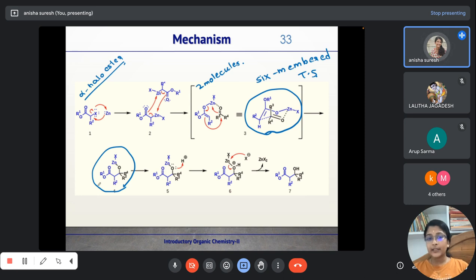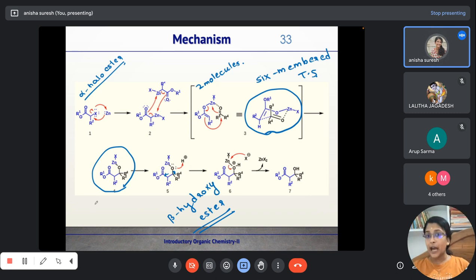Now we have this compound, and upon hydrolysis or acid workup, the ZnX2 will be removed and OH will come. It will lead to formation of beta hydroxy ester. From alpha halo ester, it is leading to formation of beta hydroxy ester. So this is the classic mechanism of the Reformatsky reaction.